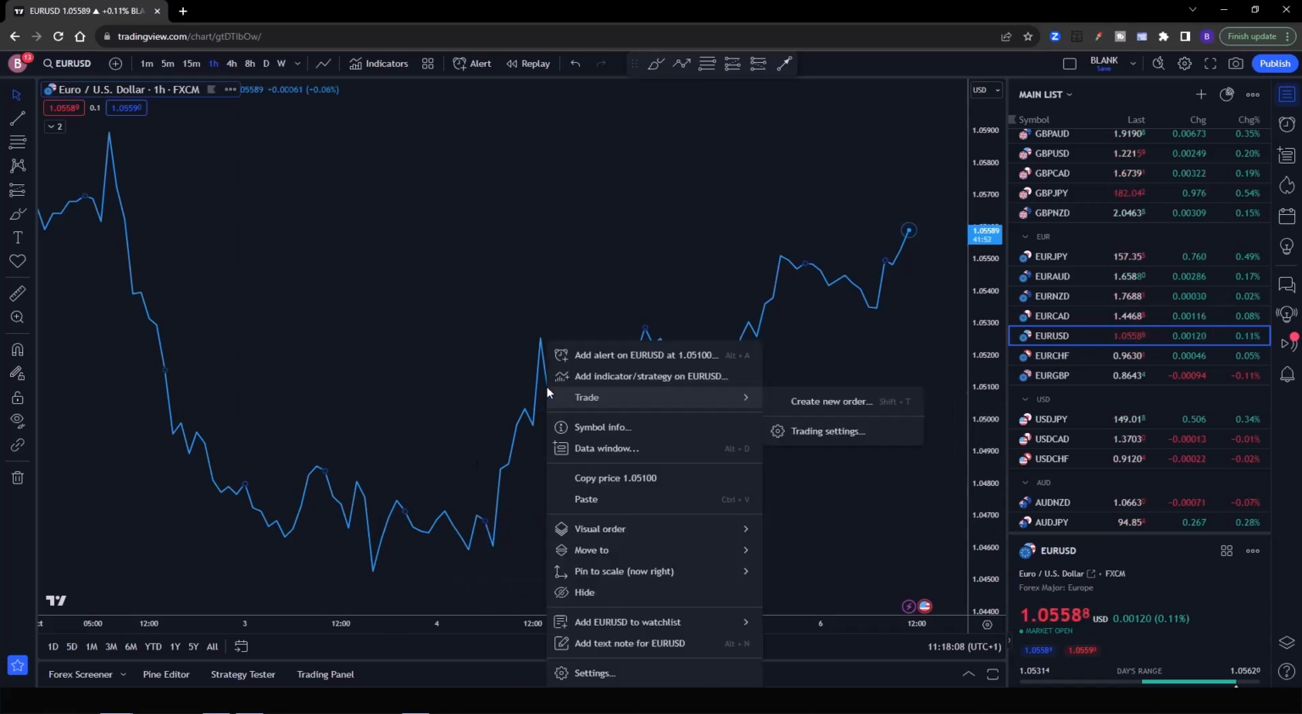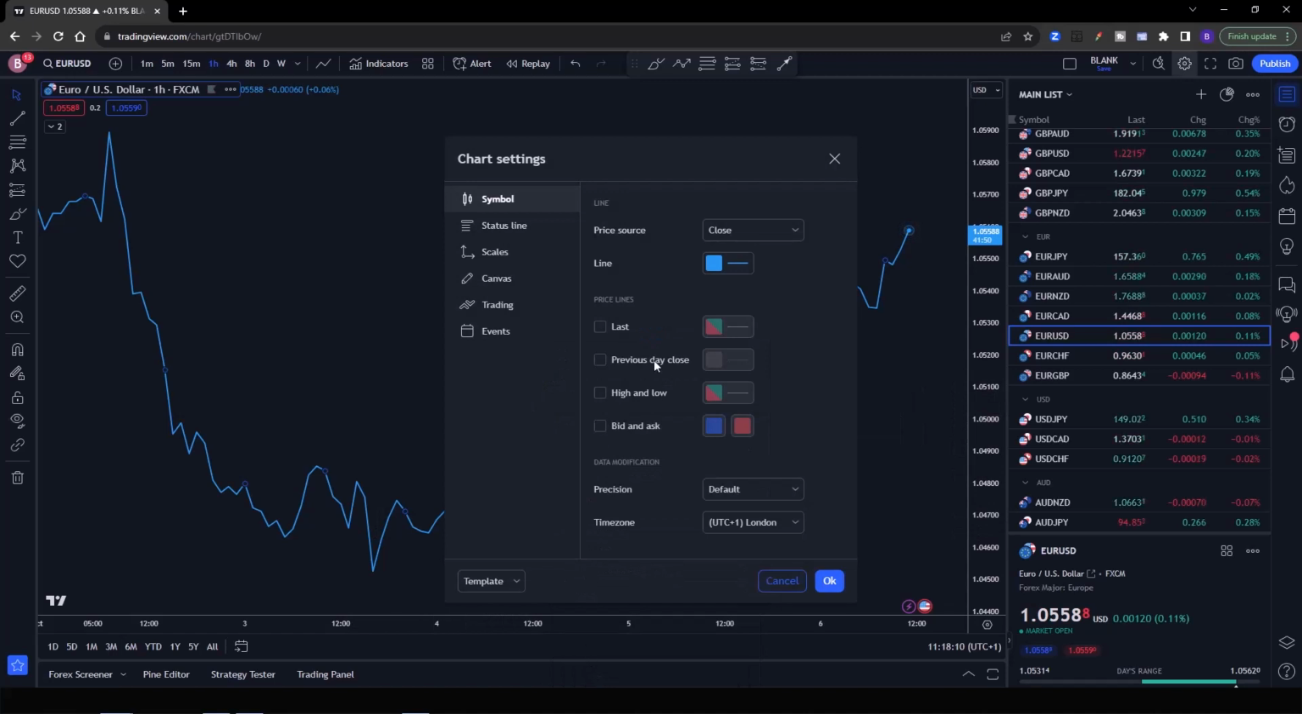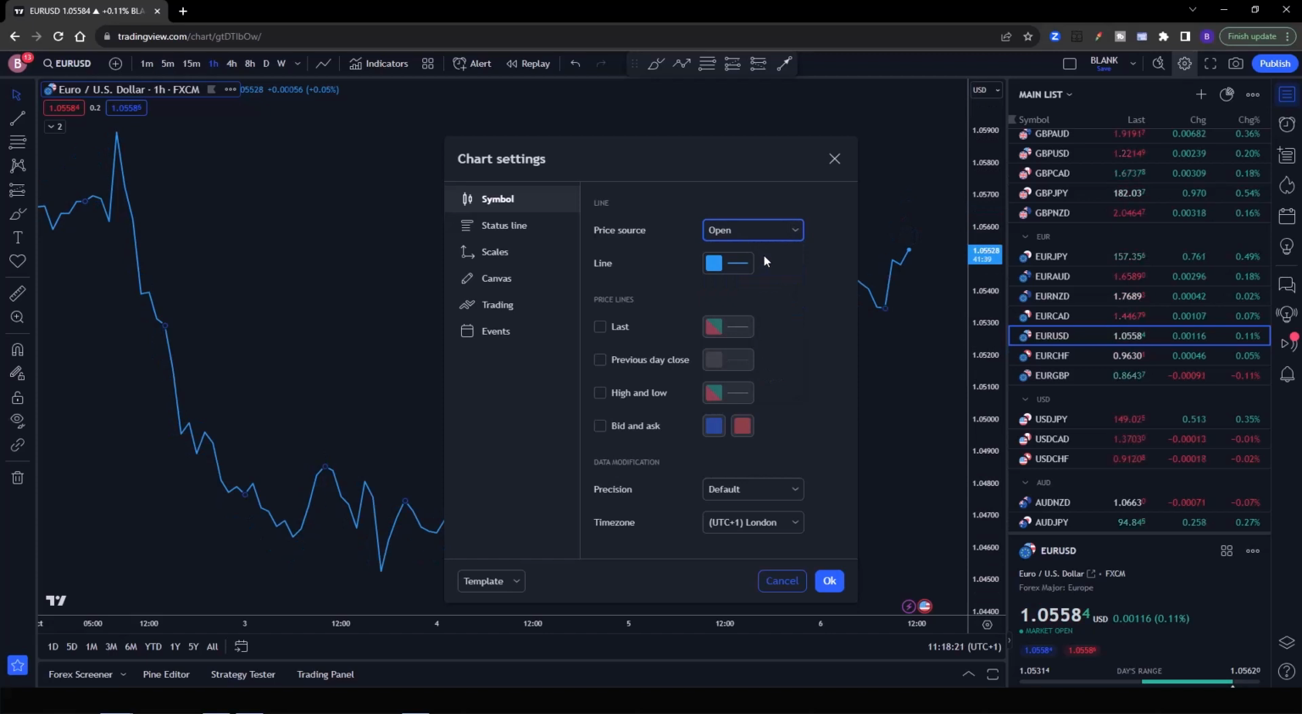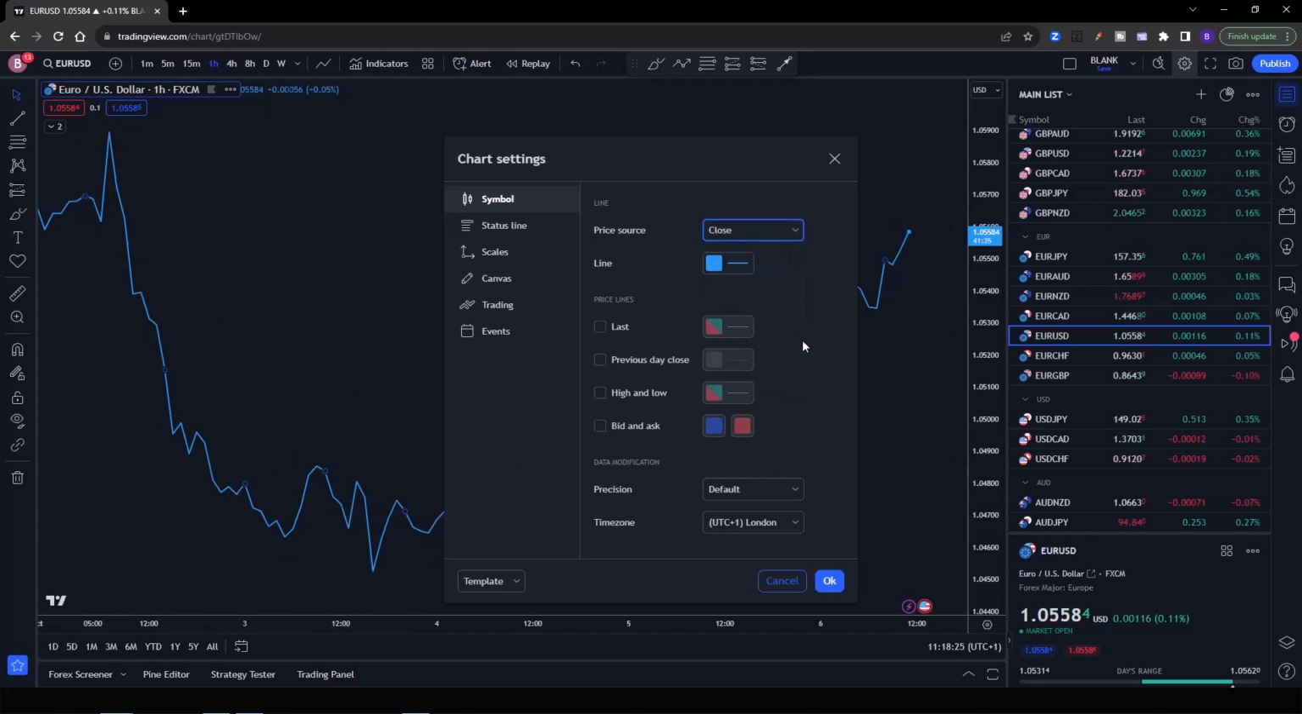If I just click on this line and right click and go to settings, you can see here the price source. Now I can change this if I want. It's currently showing us the close price as a line. If I click on low, you'll see that the line moves slightly. What it's doing now is using a different price to draw this line. So I'm going to set it back to close because in my opinion, that's the best information to display.